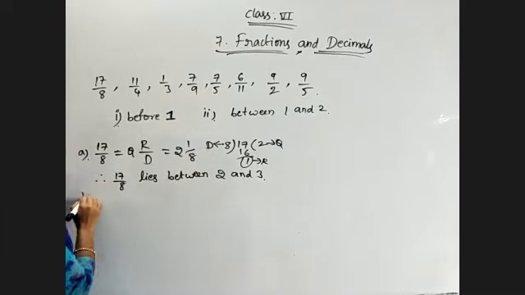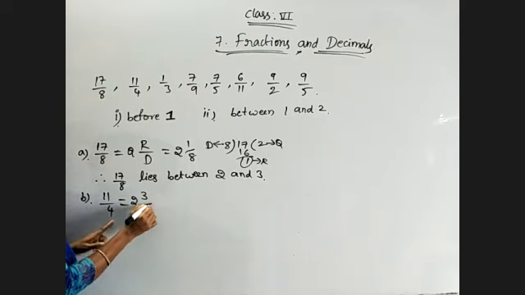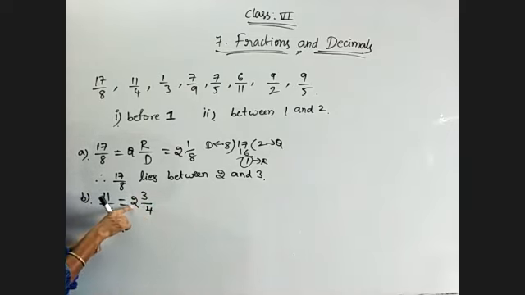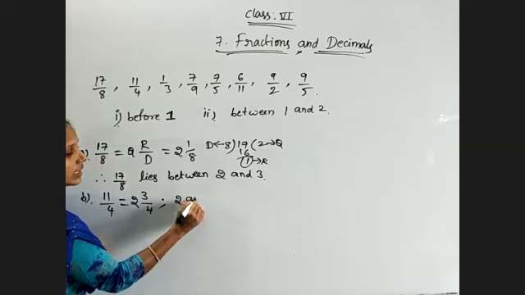Now coming to the second one, 11 by 4. 11 by 4 is also an improper fraction. So convert into mixed fraction. 4 1s are 4, 4 2s are 8, 4 3s are 12. 12 is more than 11. So 4 2s are 8, 8 plus 3 is 11. So 11 by 4 also lies between 2 and 3.